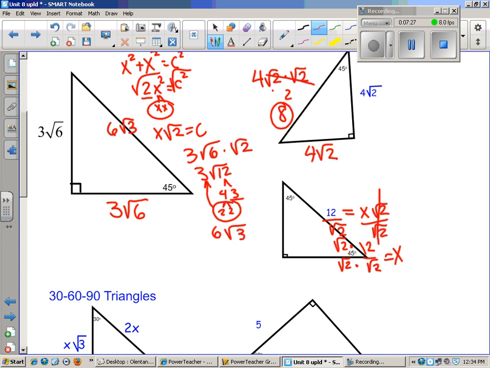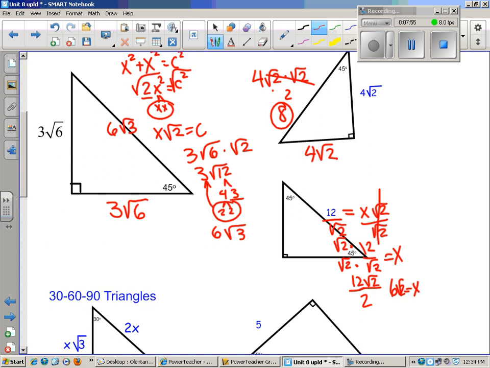So radical 2 times radical 2 is 2. And radical 2 times 12 is just 12 radical 2, because an outside number can't multiply by an inside number. You have to just stay separate. And then both of these are outside, so I can divide. What's 12 divided by 2? 6. So my final answer is x equals 6 radical 2.